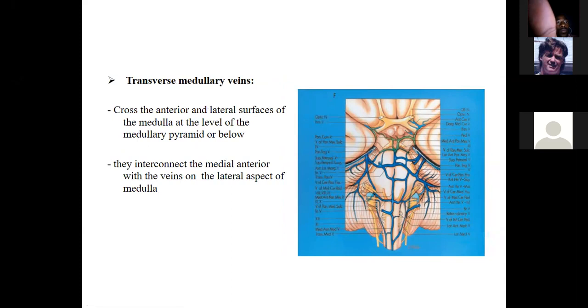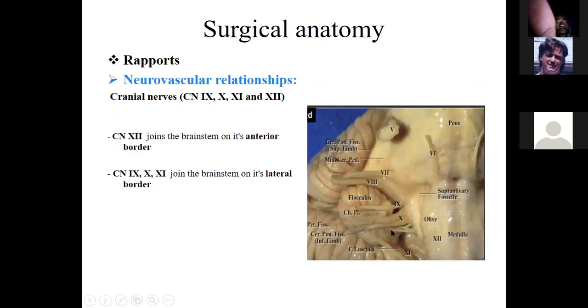We have the transverse medullary veins, which cross the anterior and lateral surfaces of the medulla at the level of the medullary pyramid or below. So here, as you can see, we have some of the transverse veins which cross transversely at the level of the medulla oblongata.